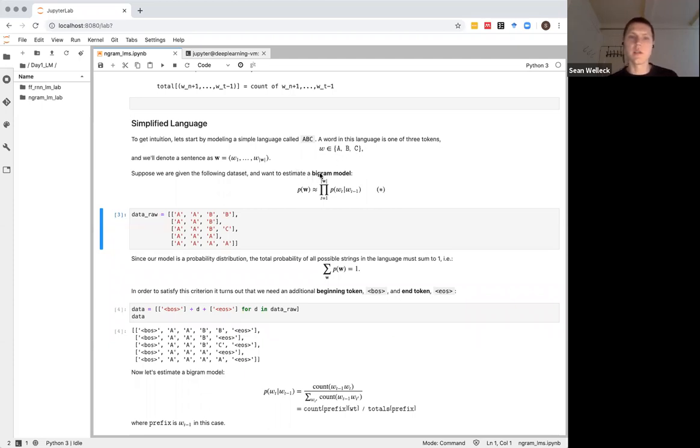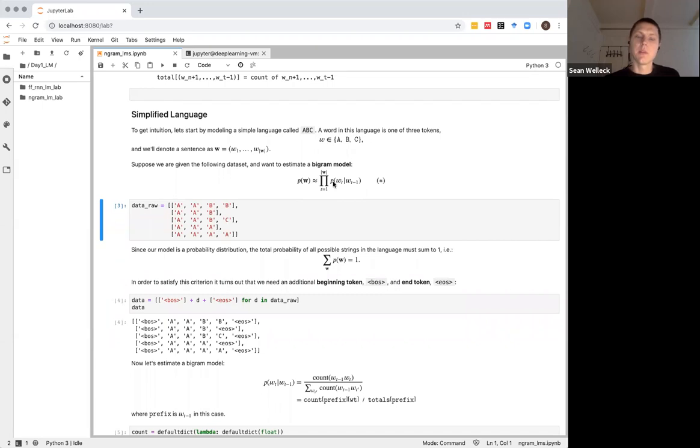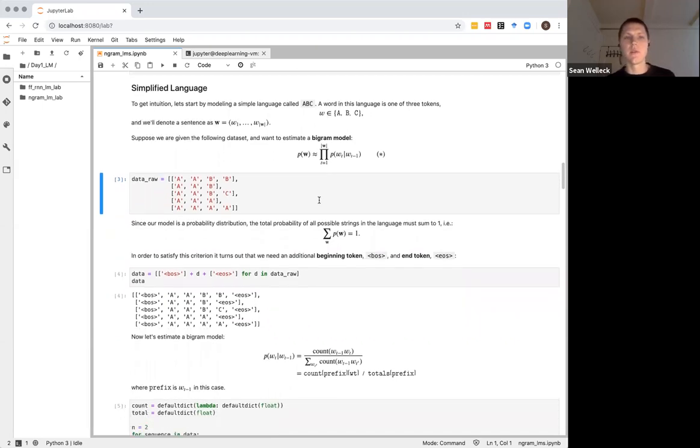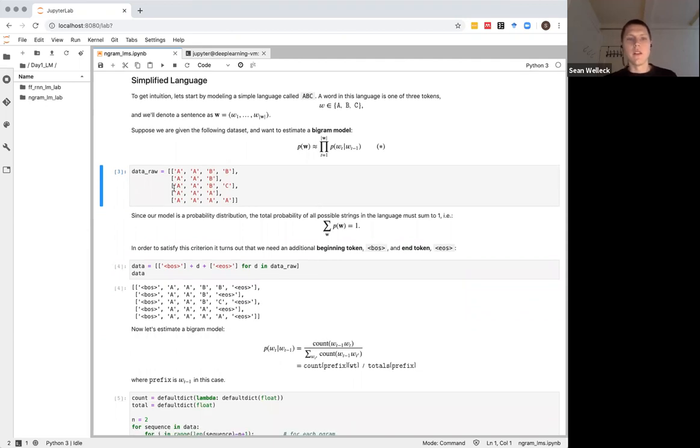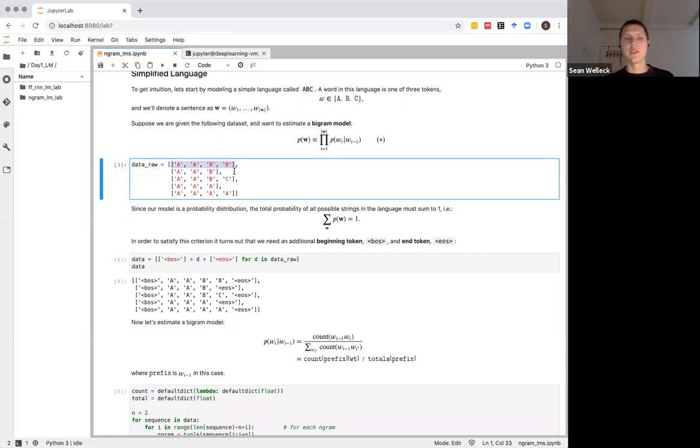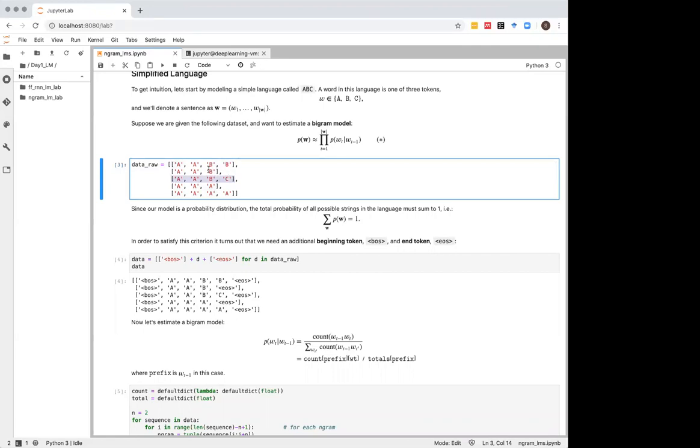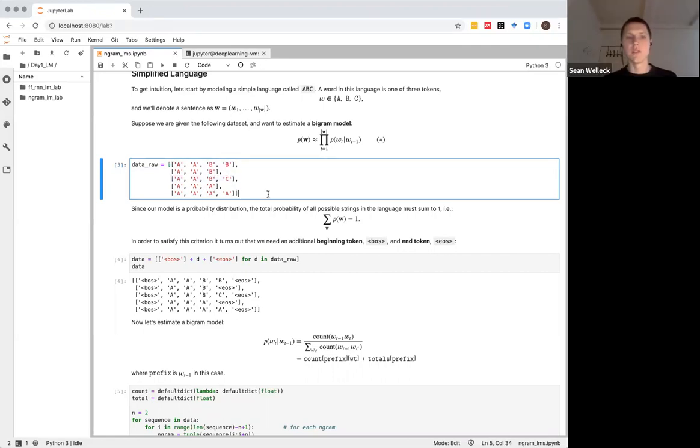And we're going to estimate a bigram model. So the probability of a sequence is going to be the product of these bigram probabilities here. And in this simple example, this is going to be our data set that we receive. So each line here is a sequence, and you can see that it consists of either A's, B's, or C's. So this is a small data set where we just have 5 different sequences.